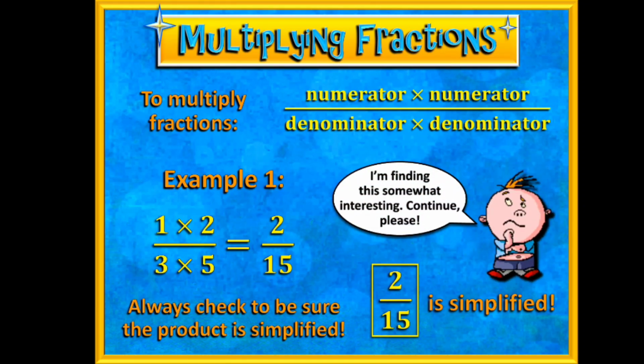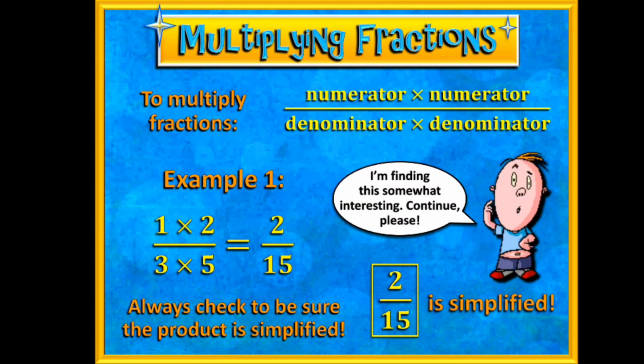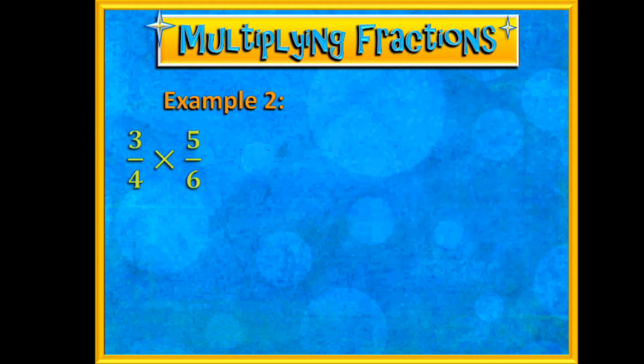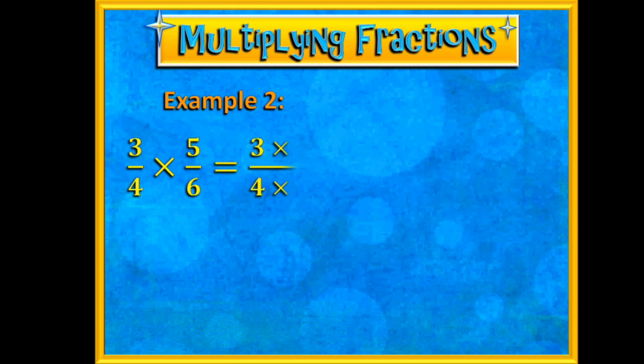So I hope that gives you an idea already. And let's continue with example number 2. So 3/4 times 5 over 6. So how are we going to do that? You just have to multiply the one in the numerator and multiply the one in the denominator. This time our answer is 15 over 24.